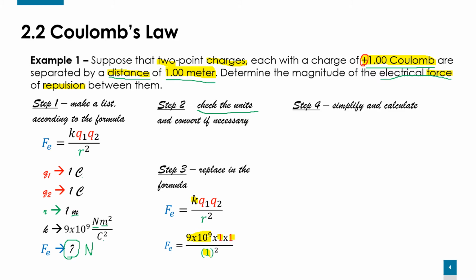What's going to be the step 4? The step 4, we just need to simplify my formula. So let's multiply. Everything is possible. So 9 times 1 times 1, what do I get? 9. 10 to the power of 9, I just have 10 to the power of 9, just copy. And 1 to the power of 2 is 1. Okay? And continue until I simplify as much as possible. Now what I can do? I can divide this 9 by 1.